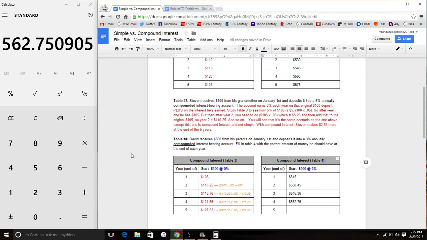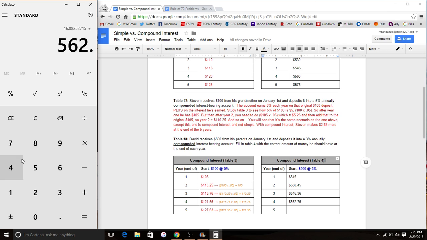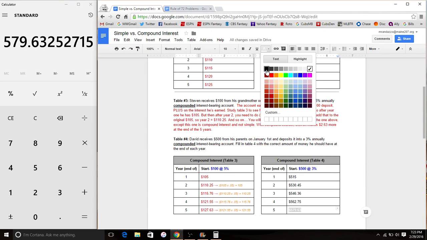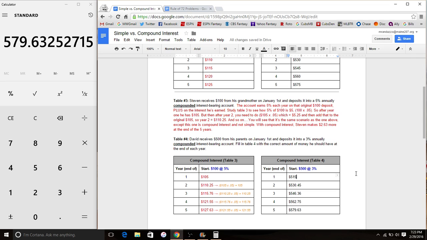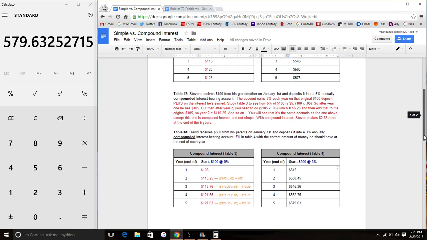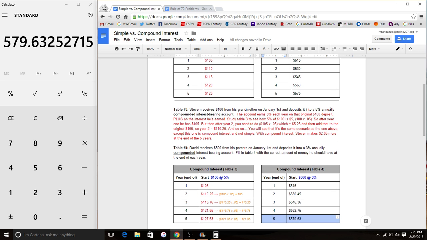All right, got it? So now what do we do with this number? Well, we're going to see how much interest we earned off that, so we multiply it by 0.03. So that's how much interest. What do we do with this? We add it to the 562.75, and that equals $579.63. So at the end of year 5, we now have $579.63. Remember, we just put in $500, but because it's compounded annually, by the end we made almost $80.